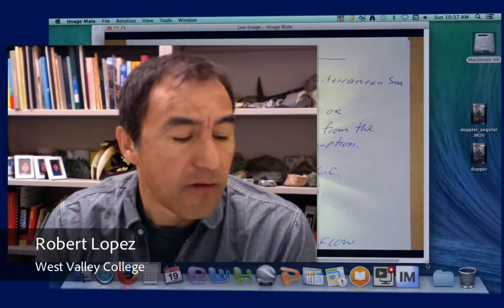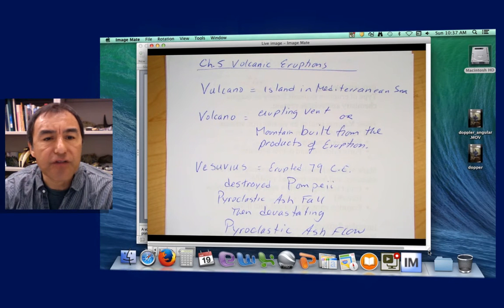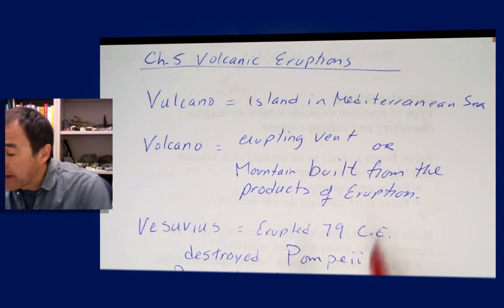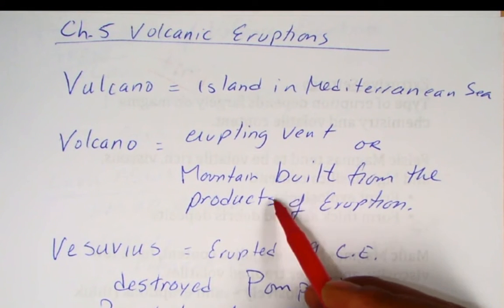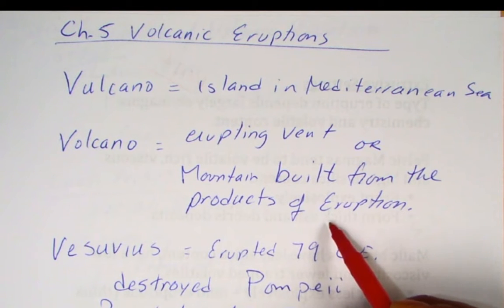Hello and welcome back to Geology. Today I want to start off with Chapter 5, which is volcanoes and volcanic eruptions, and just some general definitions. We know that a volcano is either an erupting vent or a mountain that was built up by the products from an eruption. And there's some old terms.